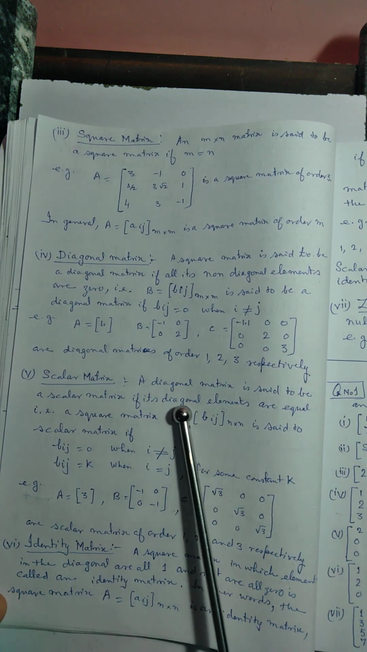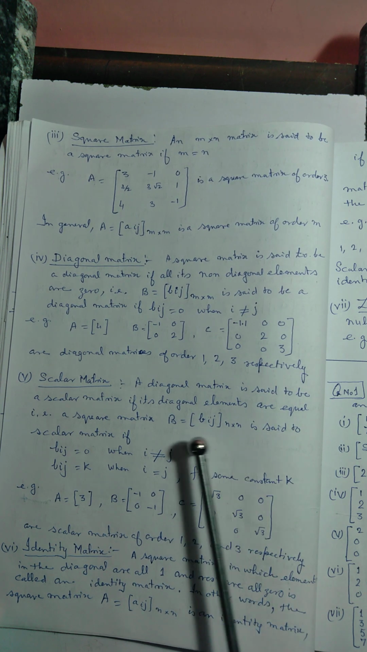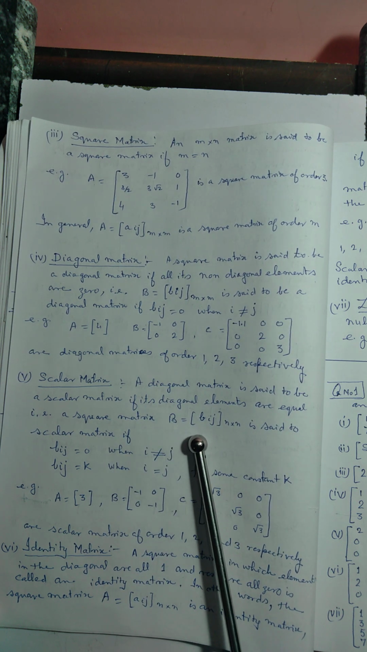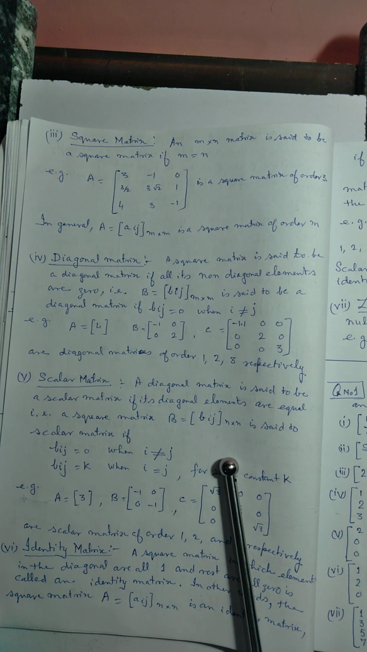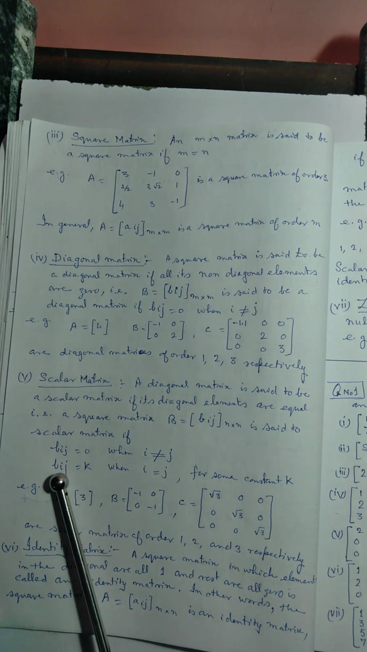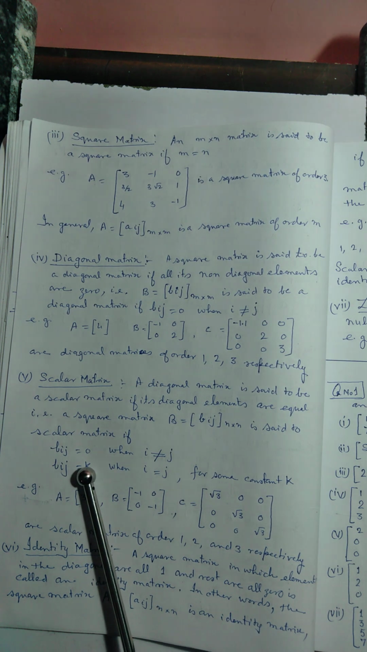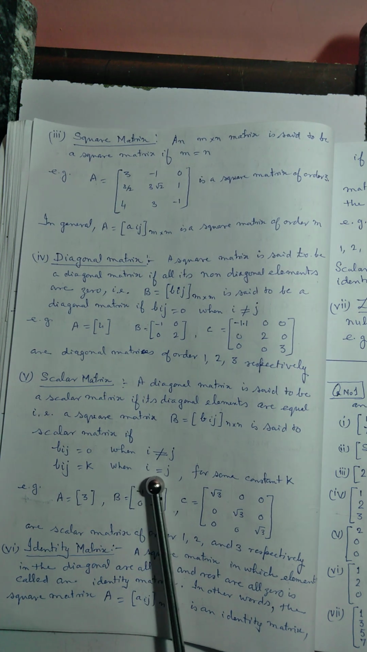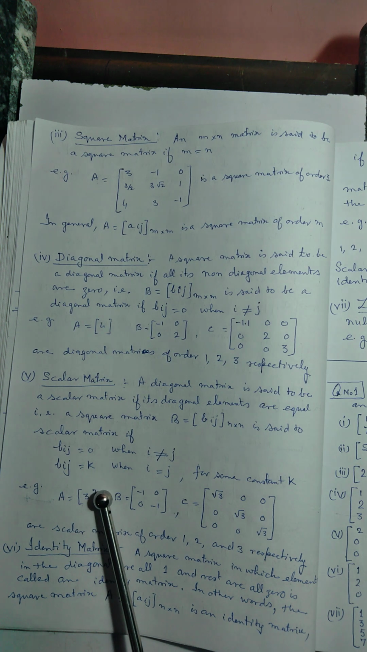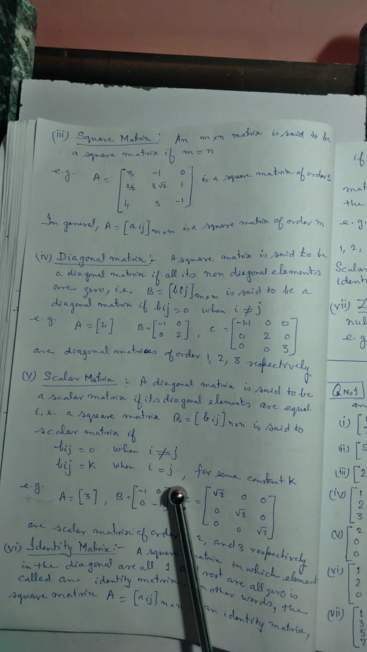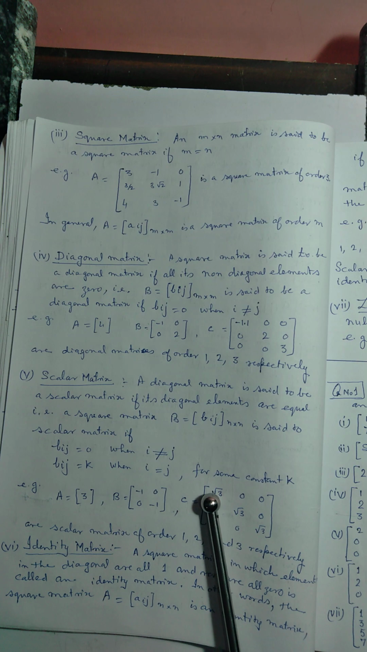Now come to the scalar matrix. A diagonal matrix is said to be a scalar matrix if its diagonal elements are equal. That is, the square matrix B inside the bracket b_ij, small letter that indicates the elements, n into n, is said to be a scalar matrix if b_ij is equal to 0 when i is not equal to j. That element should be equal to 0 where the row number and column number are not equal. Now we come to b_ij equal to k when i is equal to j, meaning the row and column numbers are the same. At that time it should be k, where k is some constant. You see, for some constant k.